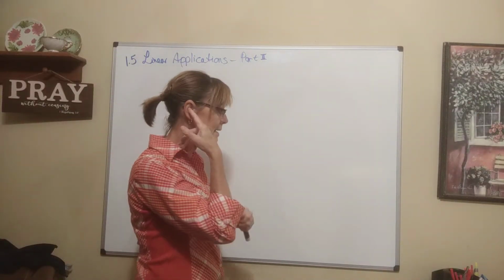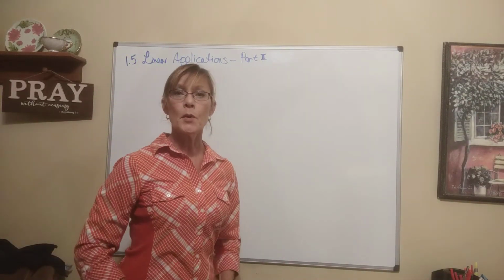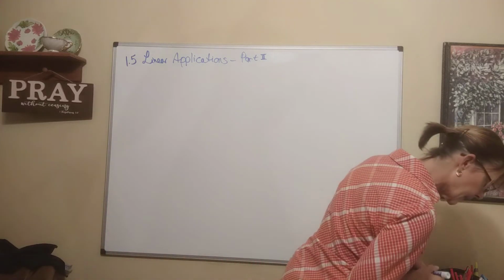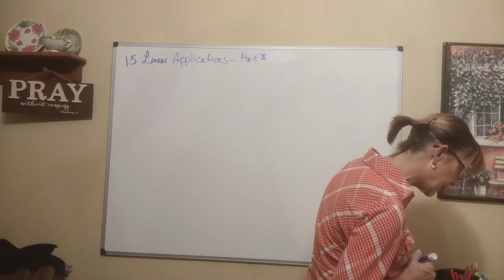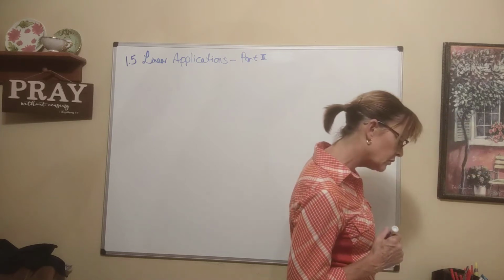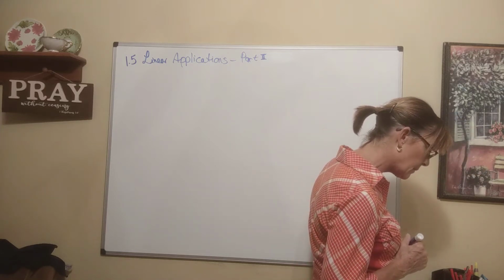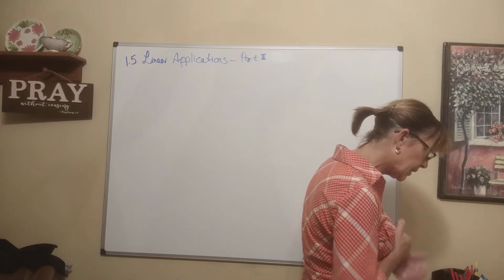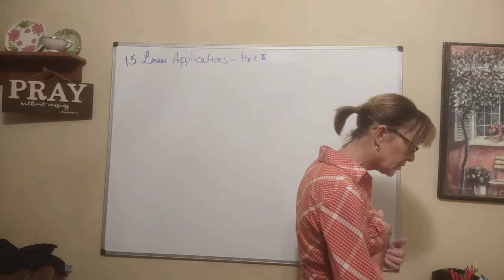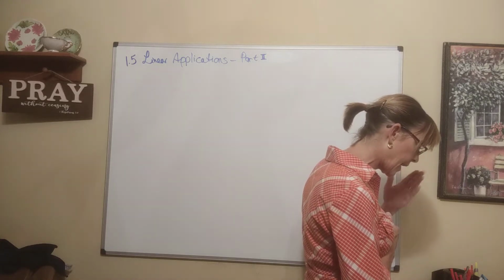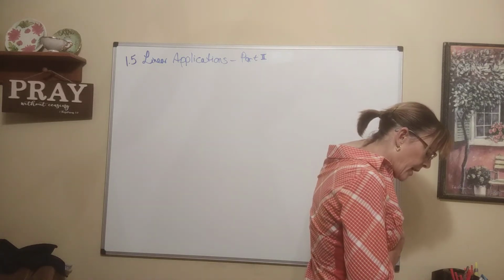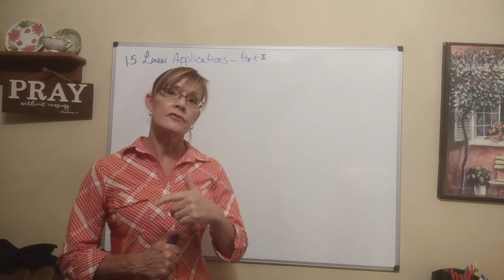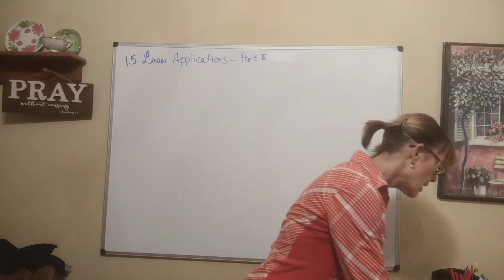Okay, this is linear applications, part 2, and we're going to start with number 41. So 41 says this: a Central Railway freight train leaves the station and travels due north at a speed of 60 miles per hour. 1 hour later, an Amtrak passenger train leaves the same station and travels due north on a parallel track at a speed of 80 miles per hour. How long will it take the passenger train to overtake the freight train? All right, here we go.